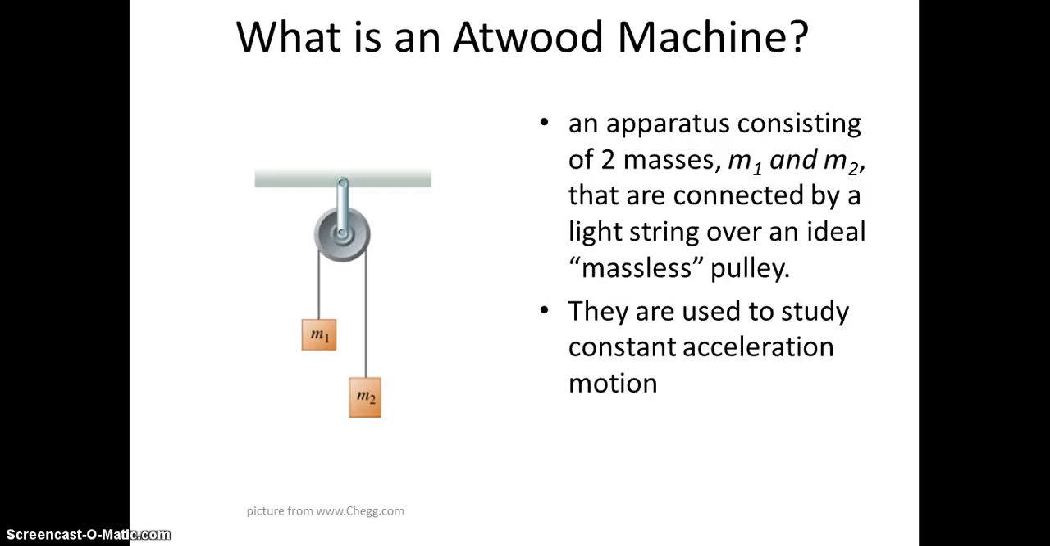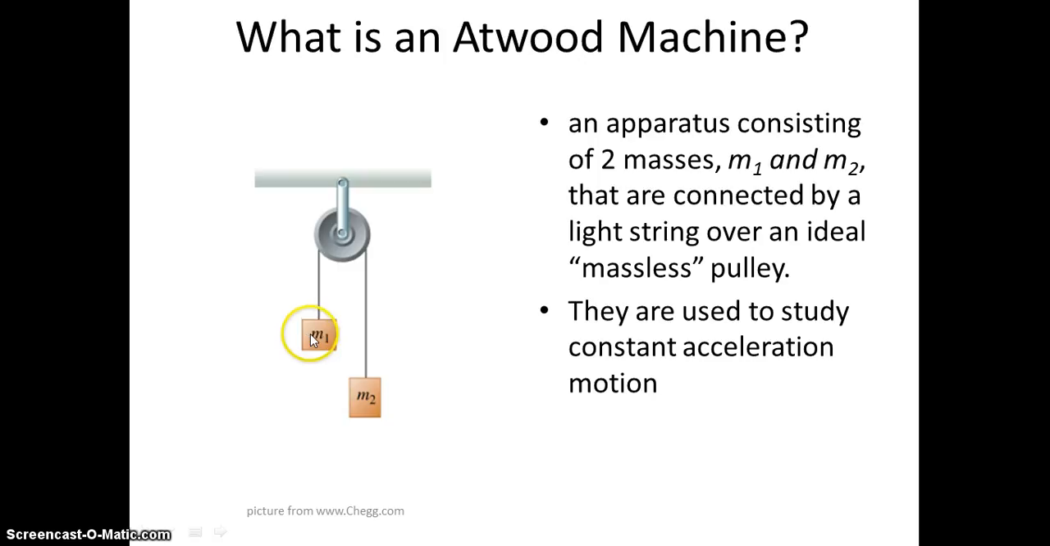The picture that you're looking at is your traditional Atwood machine, and this is an apparatus that's used to study constant acceleration motion. You can tell from the picture here that you've got a pulley, which you'll see right over here, and then usually two masses. Now there can be other Atwood machines where we have maybe a second mass hanging on the left side here, for a total of three.